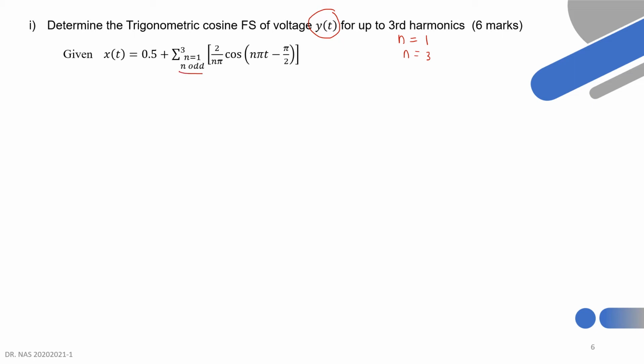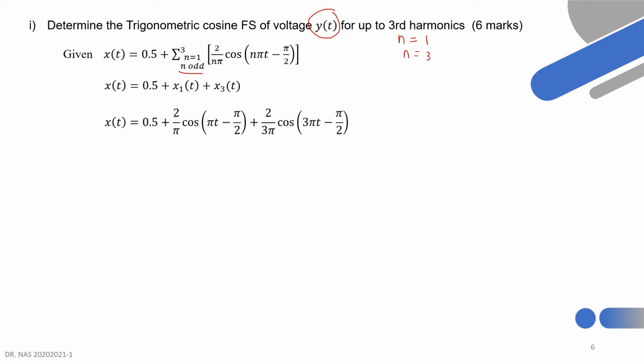Okay, so x(t), look at the source, x(t) is equal to 0.5 plus... So when you replace n equal to 1, this is represented by x1. When you place n equal to 3, the source is x3. So now this is the equation when you have replaced n equal to 1 and n equal to 3, representing the first and the third harmonics.